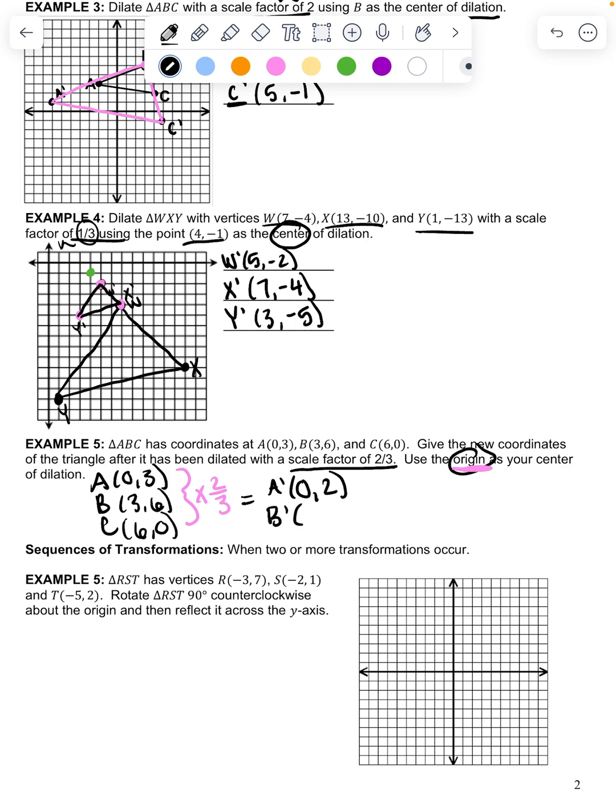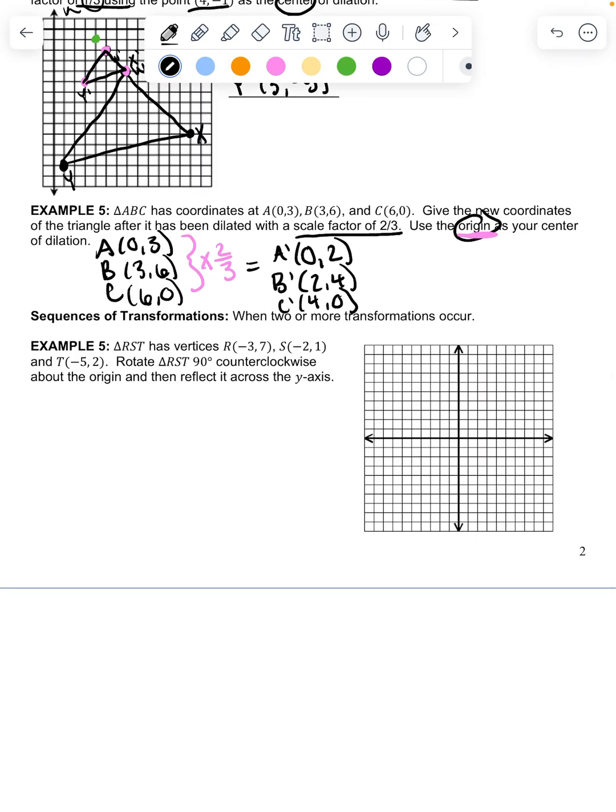B prime is going to be at 2, 4. And C prime is going to be at 4, 0. So again, you're just multiplying the x and the y value by that scale factor. All right, and then that's all you have to do. That's all that question wanted us to do.